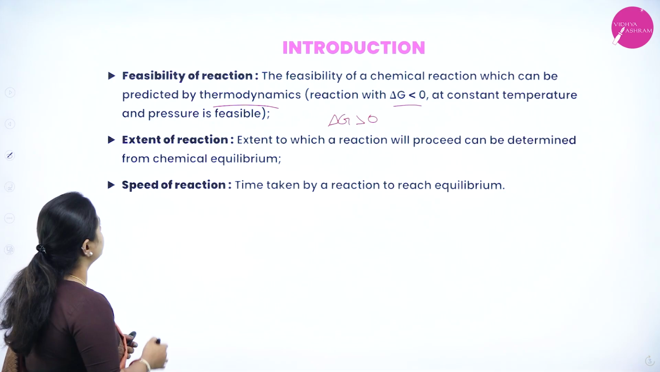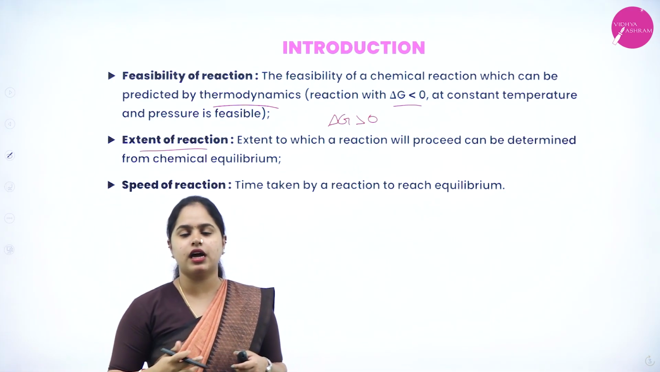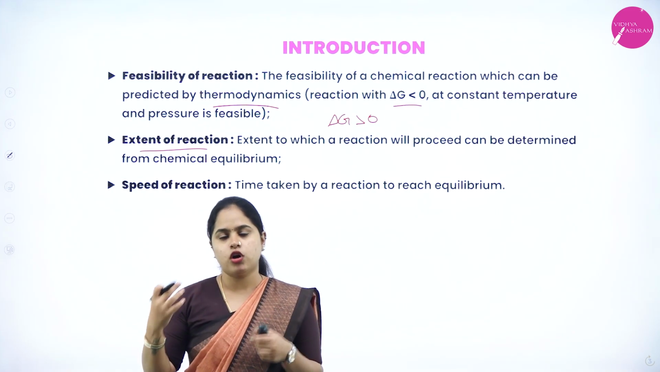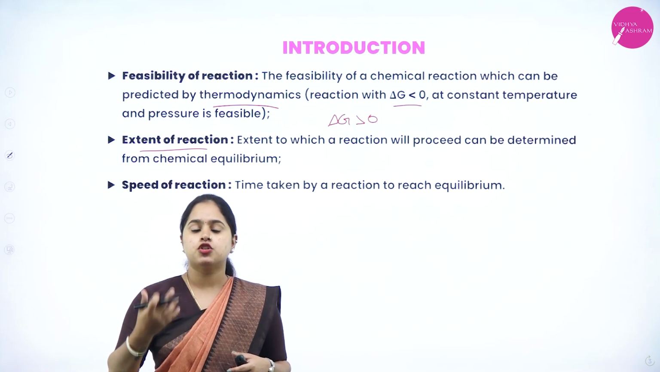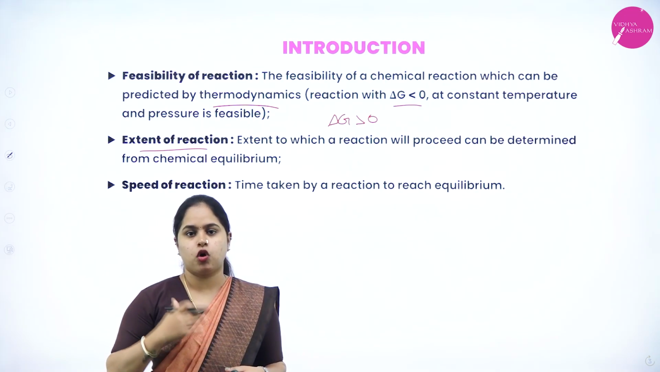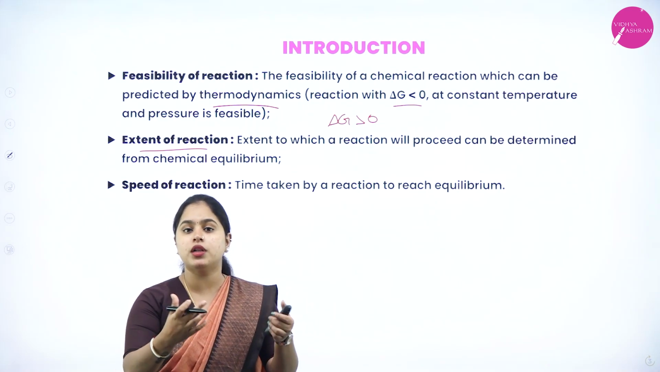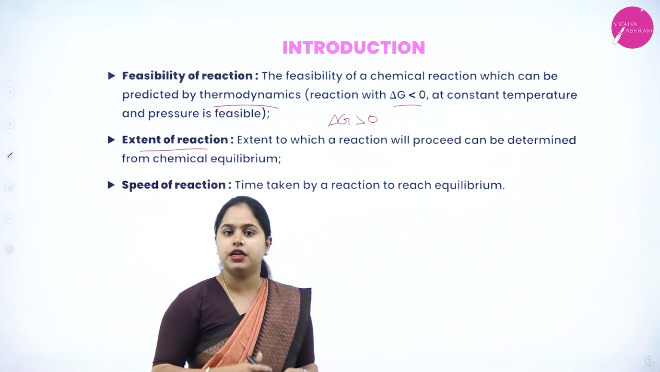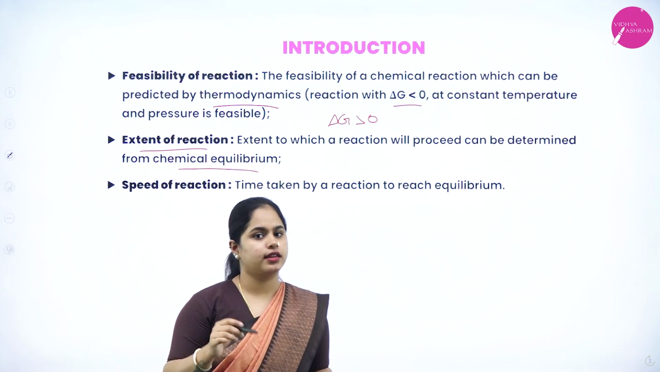Now moving on to the extent of reaction. Extent means to what extent the reaction will take place. What do we know already? That reactants combine and form products. So to what extent the product is formed, or to what extent the reaction will take place until it reaches equilibrium, can be determined using chemical equilibrium. Even this you have studied in class 11.